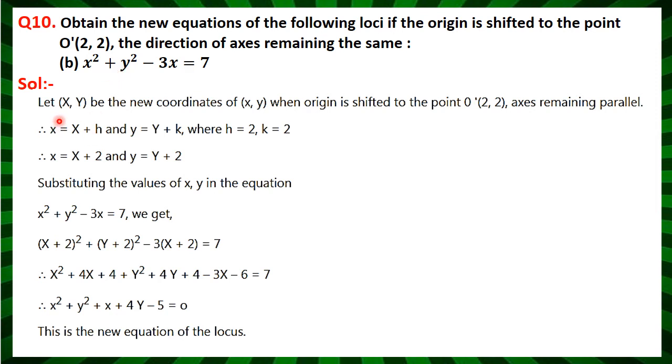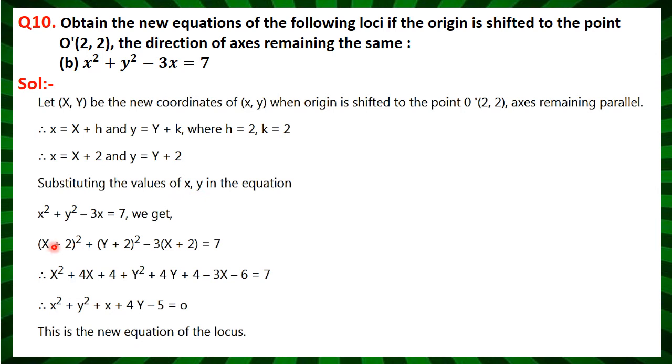Let (X, Y) be the new coordinates of (x, y) when the origin is shifted to the point O dash (2, 2), axes remaining parallel. So the formula of shift of origin is x = X + h and y = Y + k, where h and k are given as 2, 2. Therefore, x = X + 2 and y = Y + 2. Now we will substitute the values of x and y in the equation.